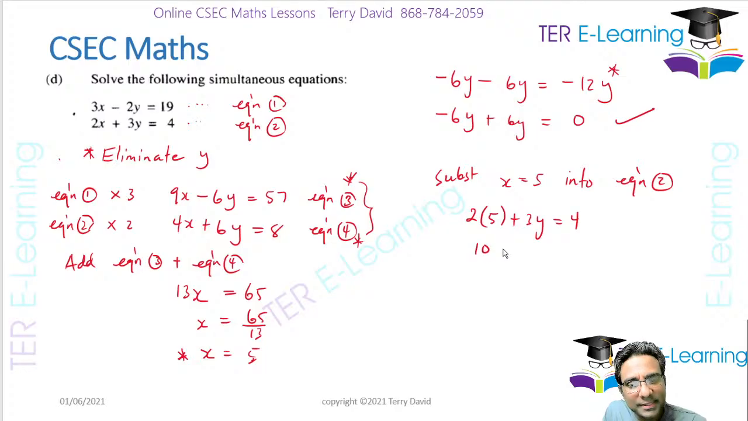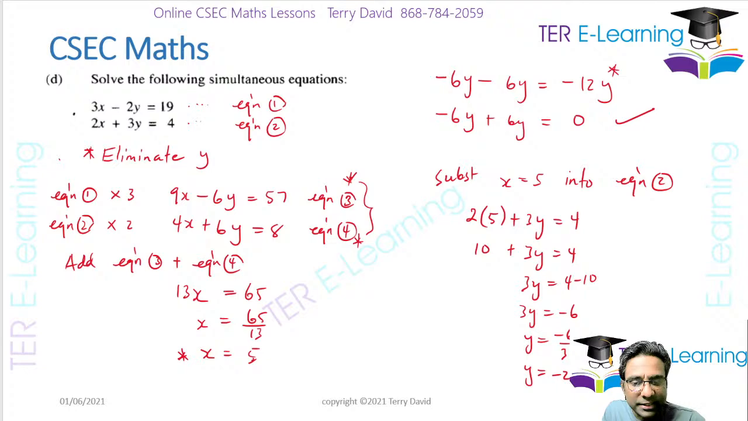So 5 2s are 10 plus 3y is equal to 4. So 3y is equal to 4 minus 10. So therefore 3y is equal to minus 6. y is equal to minus 6 over 3. And therefore y is equal to minus 2. Right? So I think I saw some of you all got that. 5 and minus 2. Right?